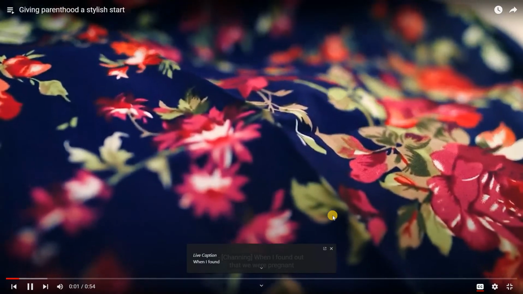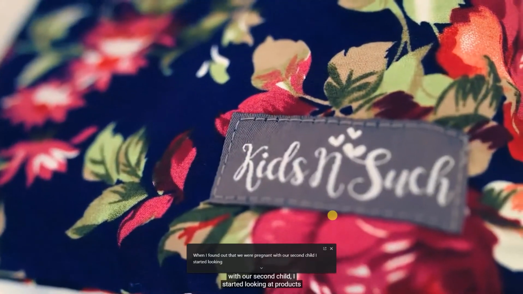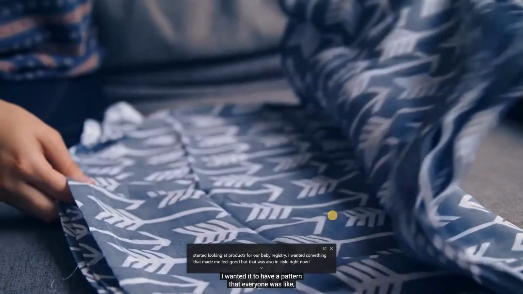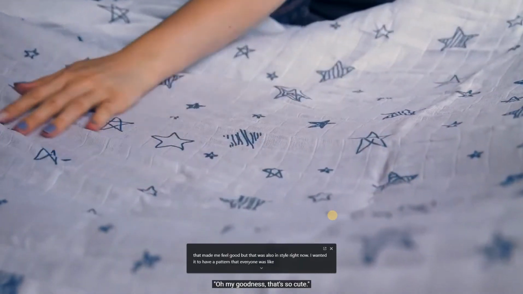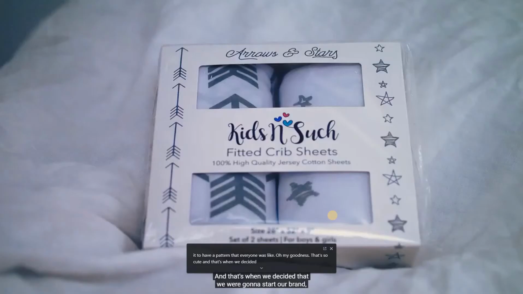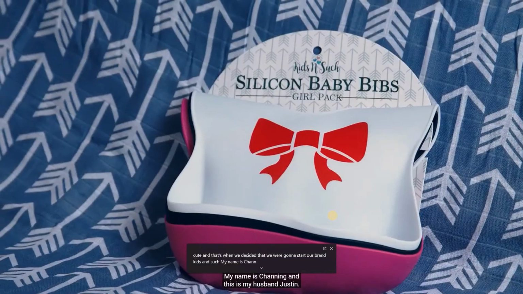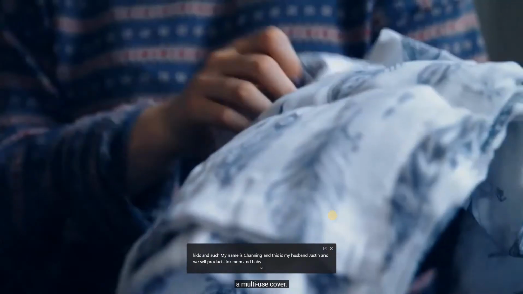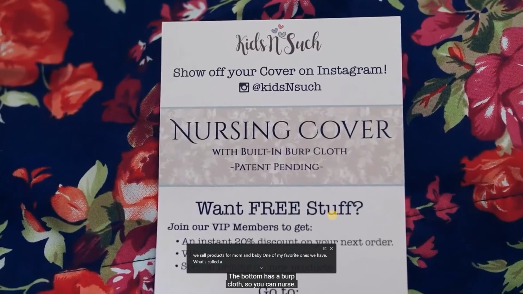When I found out that we were pregnant with our second child, I started looking at products for our baby registry. I wanted something that made me feel good, but that was also in style right now. I wanted it to have a pattern that everyone was like, oh my goodness, that's so cute. And that's when we decided that we were gonna start our brand Kids and Such. My name is Channing, and this is my husband, Justin, and we sell products for mom and baby. One of my favorite ones, we have what's called a multi-use cover. The bottom has a burp cloth.